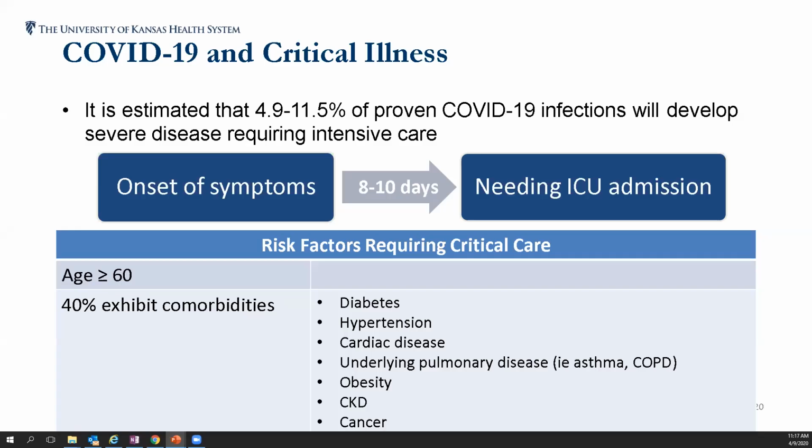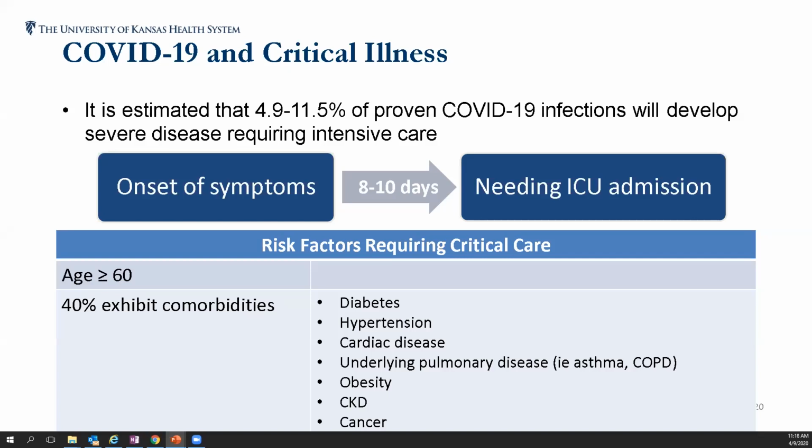It's estimated that approximately 5 to 11.5% of proven COVID infections will develop severe disease requiring some sort of intensive care. These numbers are based on the severe outcomes among patients with COVID-19 found on the US CDC website that reflects numbers from February 12th to March 16th. The median duration between onset of symptoms and needing ICU admission has been roughly 8 to 10 days.